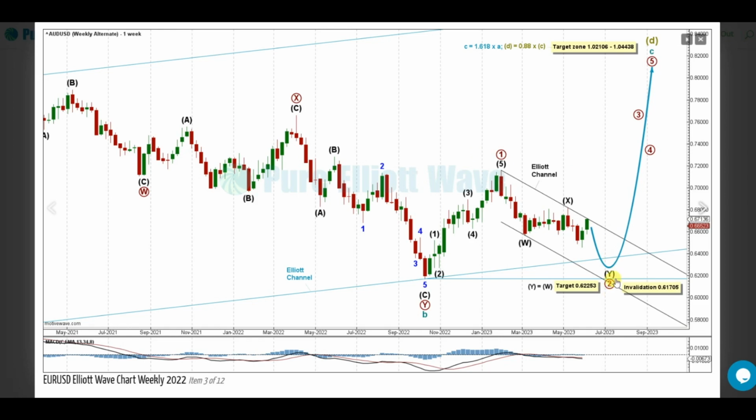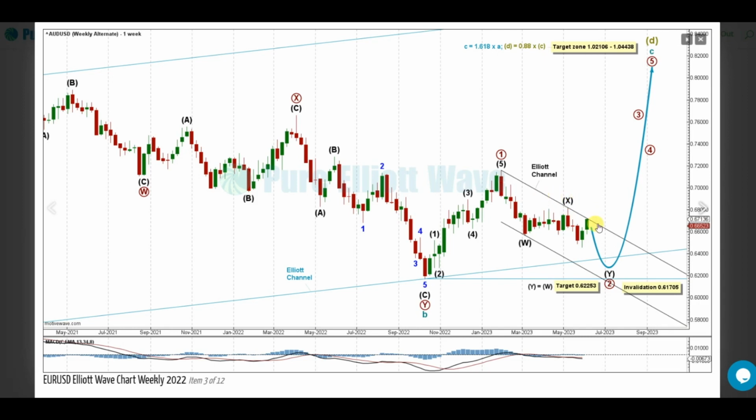Now, the difference between our main and our alternate count, which you'll see shortly, is that one sees primary 2 continuing lower and the other sees primary 2 complete right here. So currently this is the main wave count, and we'll have a lower probability of success if this line is breached on the daily chart with a candle above and not touching this line, or the invalidation for the double zigzag is broken, which you also see on the daily chart right at the top of intermediate X here.